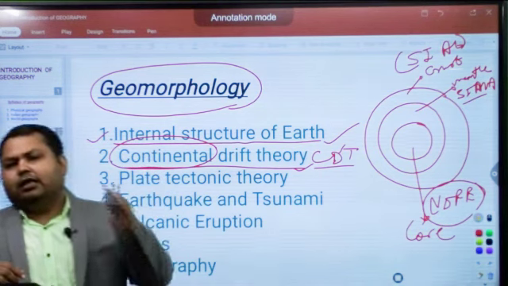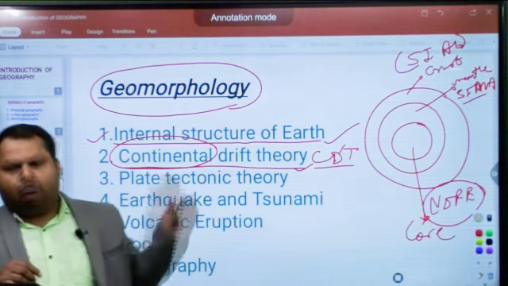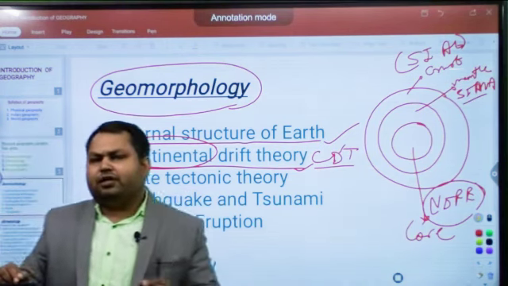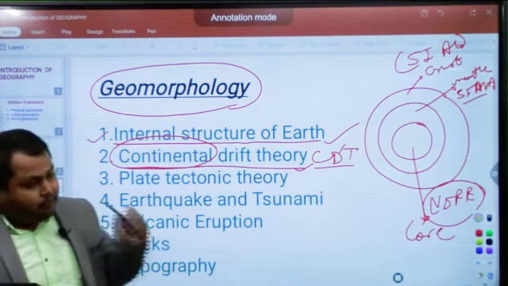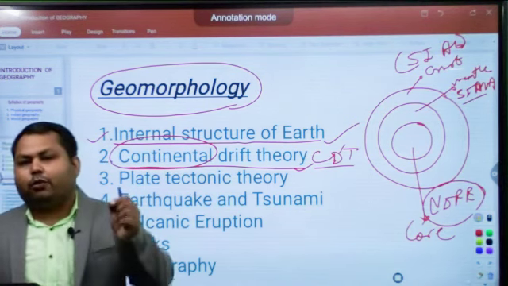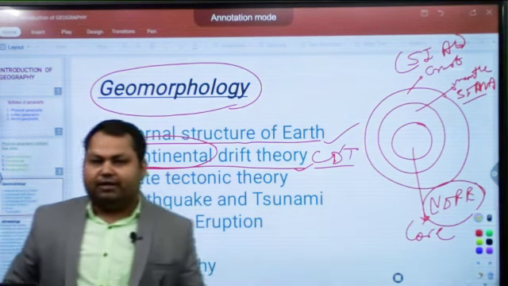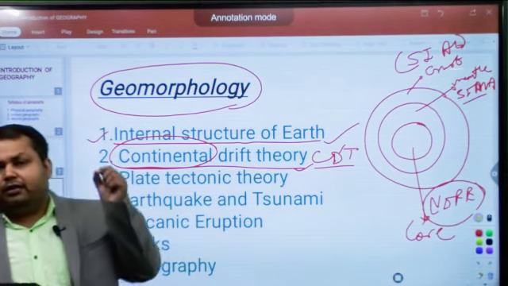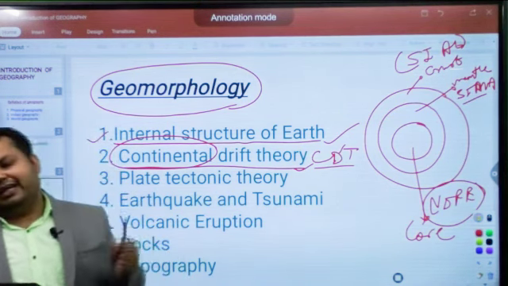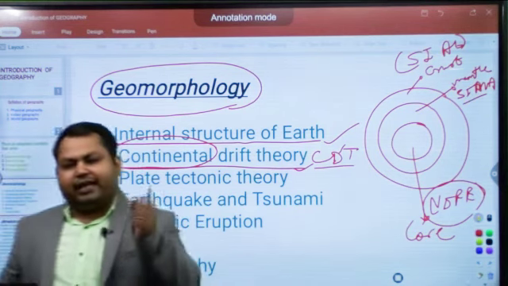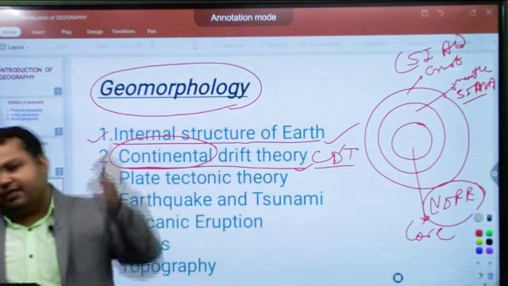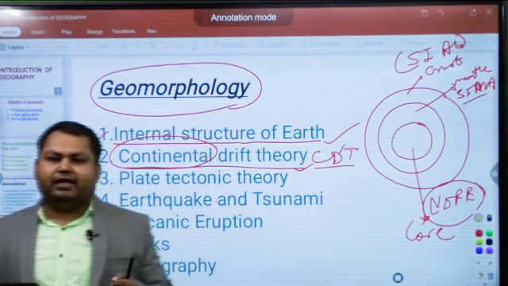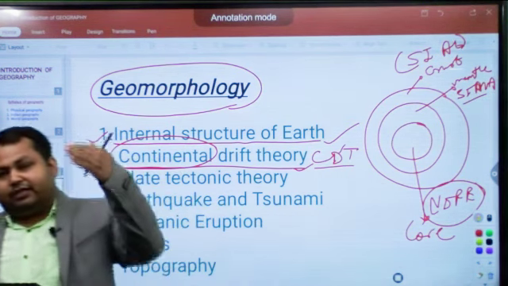It might be that Alfred Wegener can be wrong in his assumption that the gravitational pull of the sun and moon is responsible for the movement of continents, but his ideology is quite acceptable to the geographers. Finally, Alfred Wegener gave evidences to justify his theory. What were the evidences? We will discuss in the lecture.